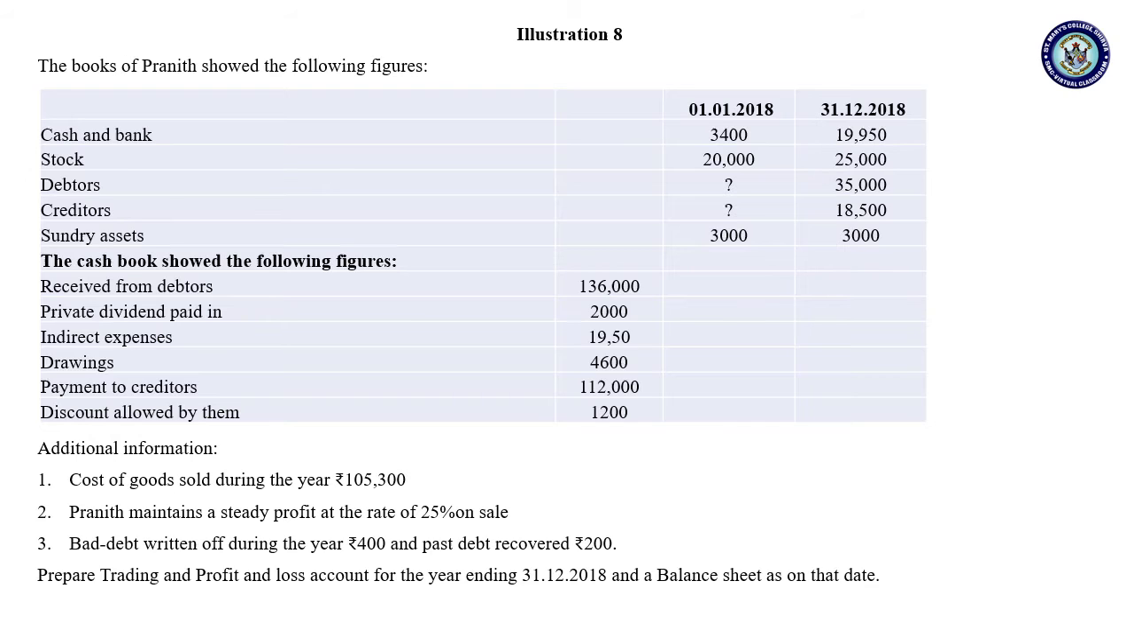So private dividend paid in means Pranit's private dividend, it's his own money. He is receiving the dividend, but he is investing it in the company, paid in. So that is treated as additional capital. So the journal entry will be cash account debit to capital account, because cash comes in. So cash account debit to capital account.